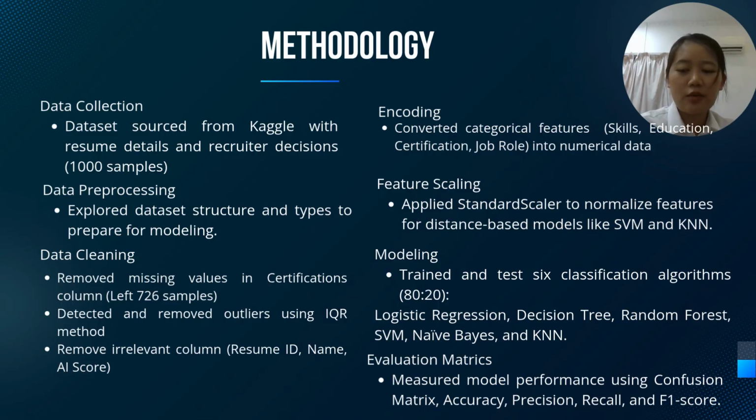The confusion matrix was used to visualize true positive, false positive, true negative, and false negative. Accuracy is used to measure overall correctness of models. Precision indicates how many predicted hires are actually correct. Recall shows how many actual hires are successfully identified. And F1 score balances both precision and recall, especially useful when the dataset is imbalanced.